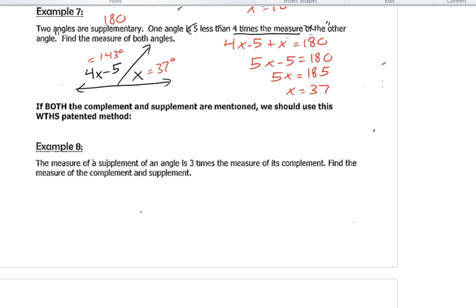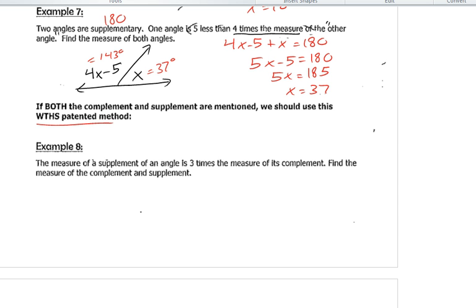Okay, the last word problem we're going to look at is going to involve complement and supplement at the same time. Don't try and draw a picture, it's going to screw you up. So if just complementary or supplementary are mentioned, go ahead and draw a picture. If both are mentioned, we're going to use this method here. Okay, so example 8. We'll do this one together. Tomorrow we'll have the 9 and 10 done in class. The measure of a supplement of an angle is 3 times the measure of its complement. Find the measure of the complement and supplement.